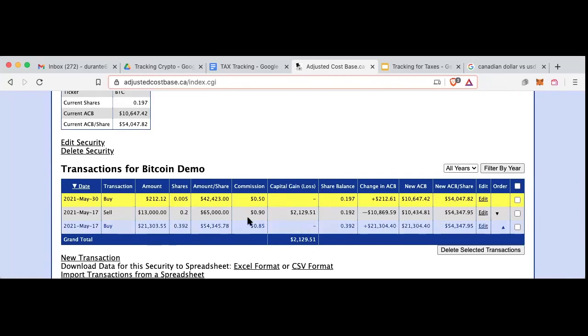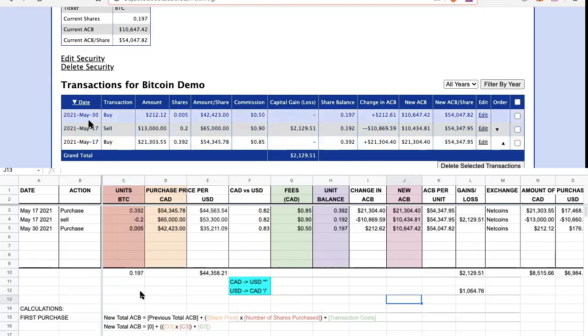And let's compare the chart. So always the new transactions on their chart come at the top. So there was our buy on May 30th. We spent $212.12. And it matches my calculation I did over here. We bought 0.005 of a Bitcoin. That matches what I entered here. The price was 42,423. That's what we entered there. Commission was 50 cents, so the fee was 50 cents.